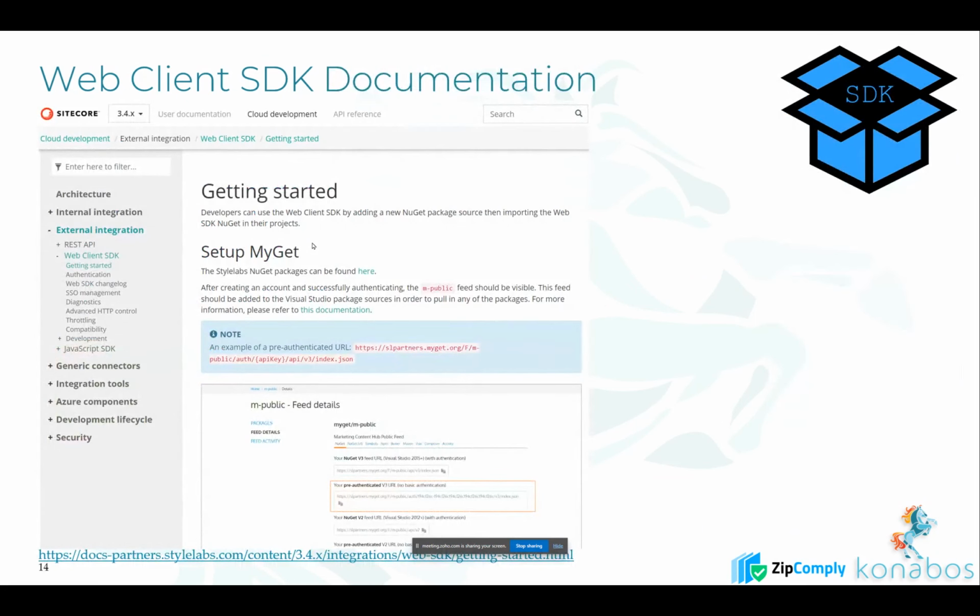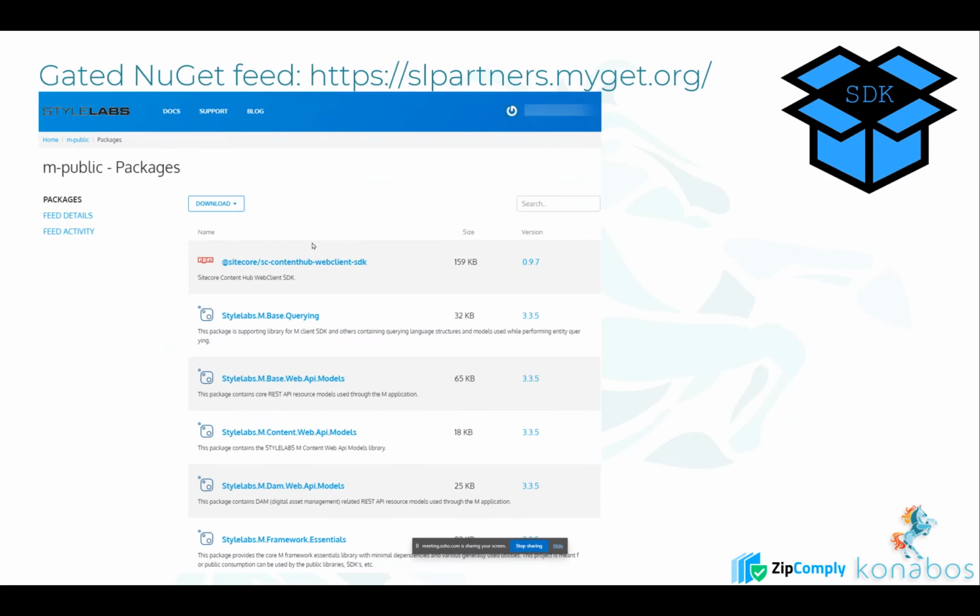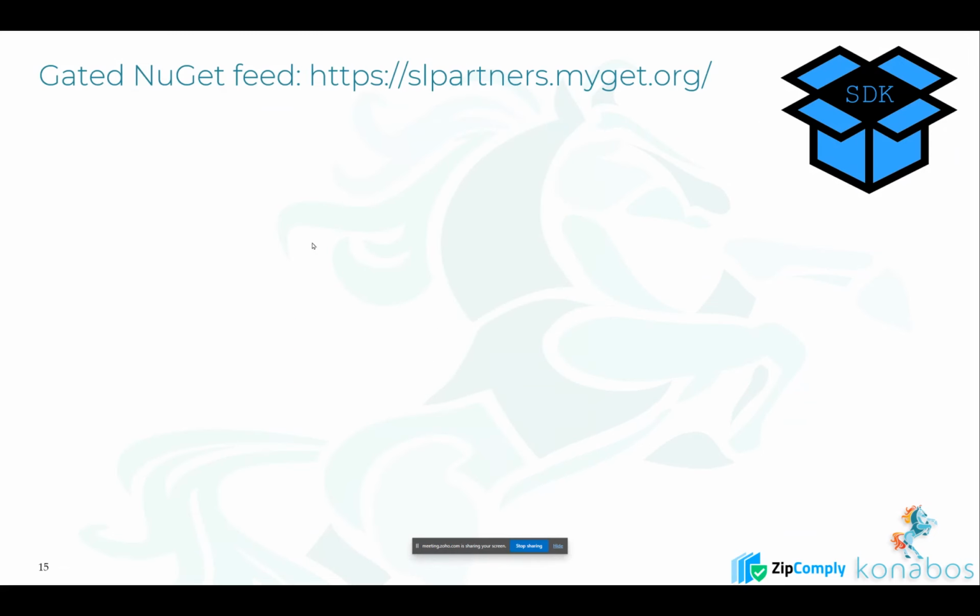The documentation for the Web Client SDK, again, the URL below, is on the Style Labs website. Pretty straightforward. The only caveat to this is it is on a gated NuGet feed. So this NuGet feed isn't available publicly unless you know exactly the URL you need to get to. And once you have access to this, you should be able to add it as a source in your Visual Studio. And then you should be able to pull that in.